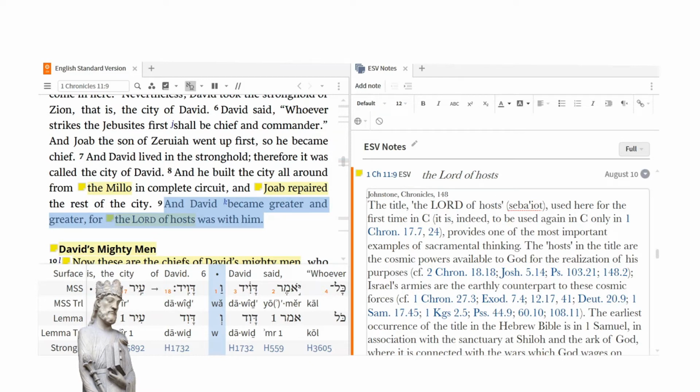Johnstone has an interesting note on page 148 of his commentary. He says that this title, Lord of Hosts, used here for the first time in Chronicles, and again it's only used in 1 Chronicles 17 verses 7 and 24 rather, provides one of the most important examples of sacramental thinking. The hosts in the title are the cosmic powers available to God for the realization of his purposes. Israel's armies are the earthly counterpart to these cosmic forces.